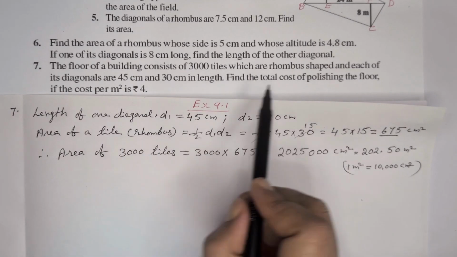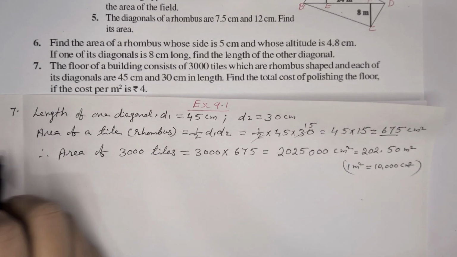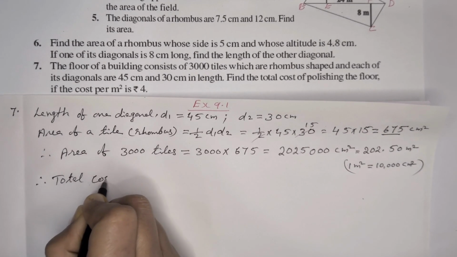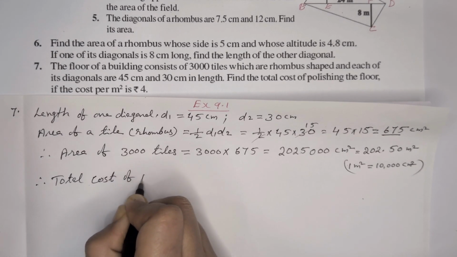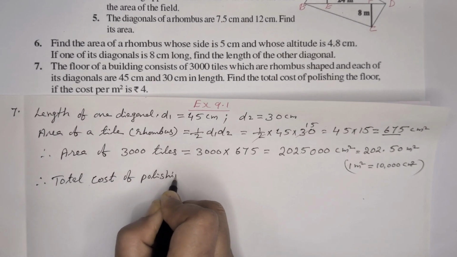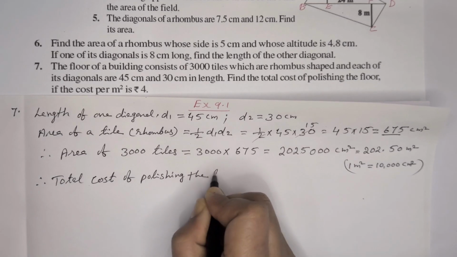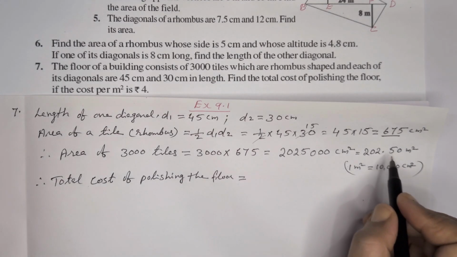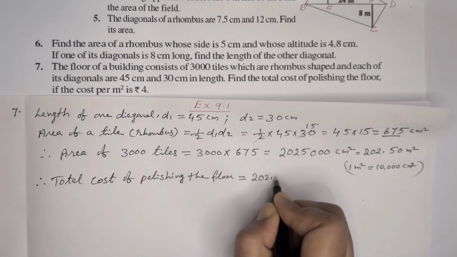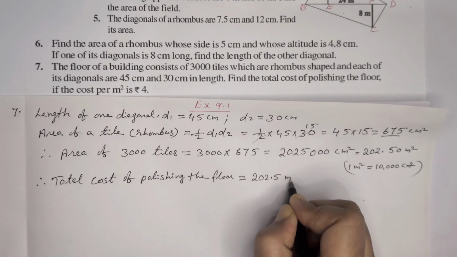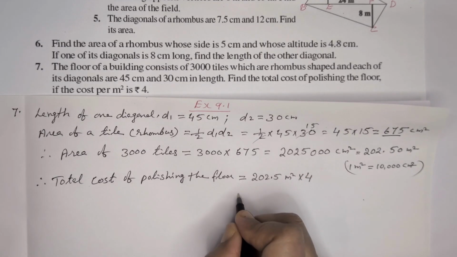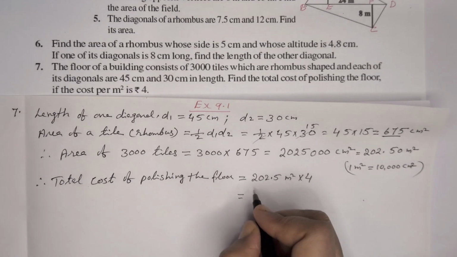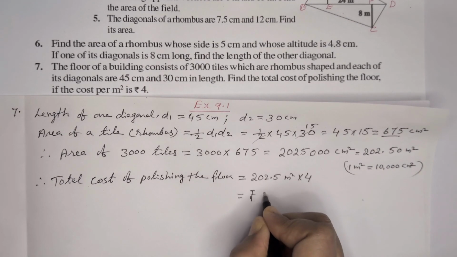So total cost of polishing the floor. Therefore total cost of polishing the floor is equal to, that is per meter square, which means 202.5, that much meter square, that into 4, which is equal to rupees 810.